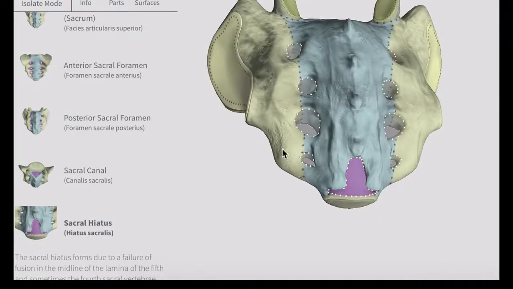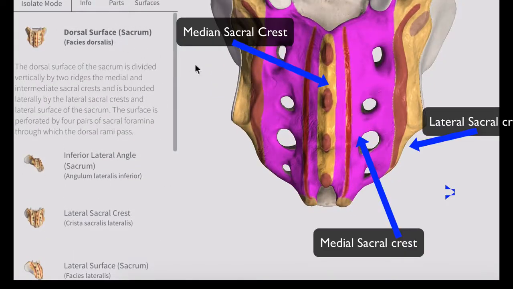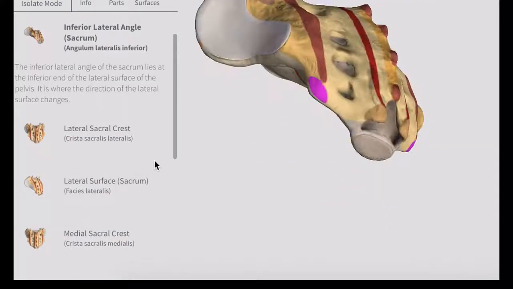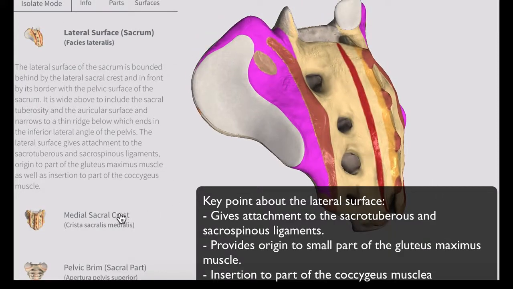And now you have the different surfaces. You have a dorsal surface which contains the median sacral crest as well as the medial sacral crest and the lateral. Okay, so the key point is this gives attachments to the sacrotuberous and sacrospinous ligaments.